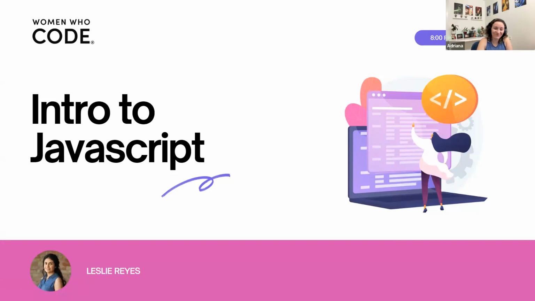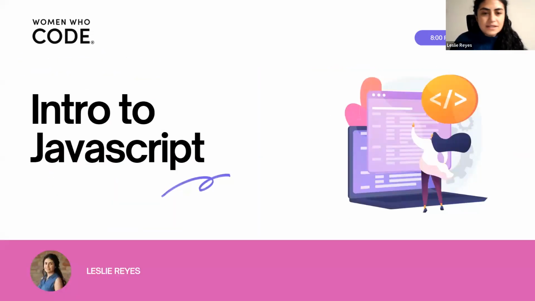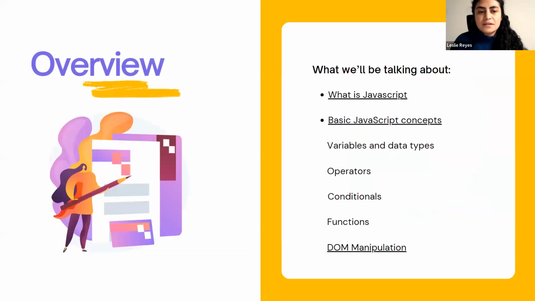Thank you. Okay, so first of all, I'm not sure if all of you know about JavaScript, but here is the overview of what I will be talking about today. We're gonna see what is JavaScript and why we have to learn it. We are gonna start with basic concepts like variables, data types, operators, conditionals, functions, and a bit of DOM manipulation.